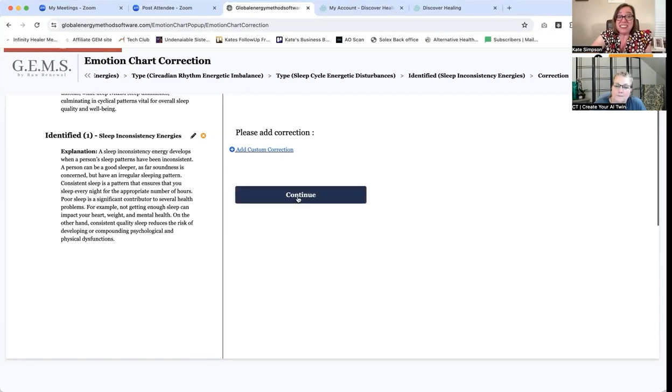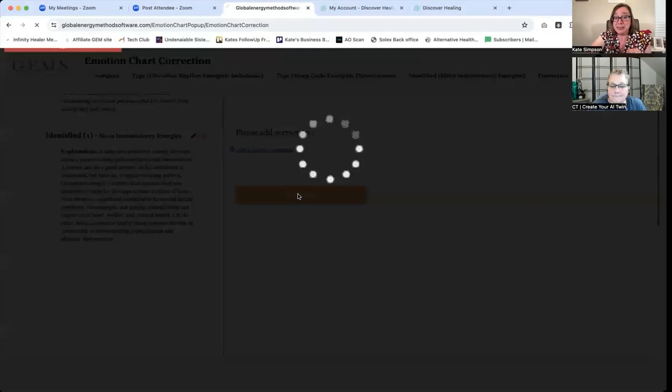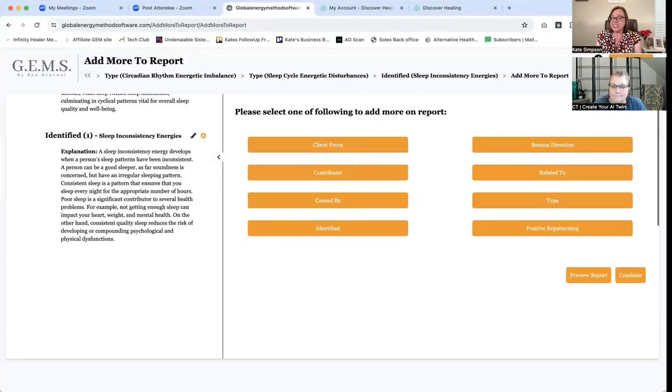So, this one is called a sleep inconsistency energy. And it happens when you have inconsistent sleep. If you read this explanation, it'll be on your report. It even says a person could be a good sleeper as far as soundness is concerned, but have irregular sleeping patterns. And so that consistency again is really important. So we are going to go ahead and just encourage your body to again fall into a natural, consistent rhythm of proper, restful, and restorative sleep in every stage of the sleep cycle. So we're just going to encourage that consistent balancing.